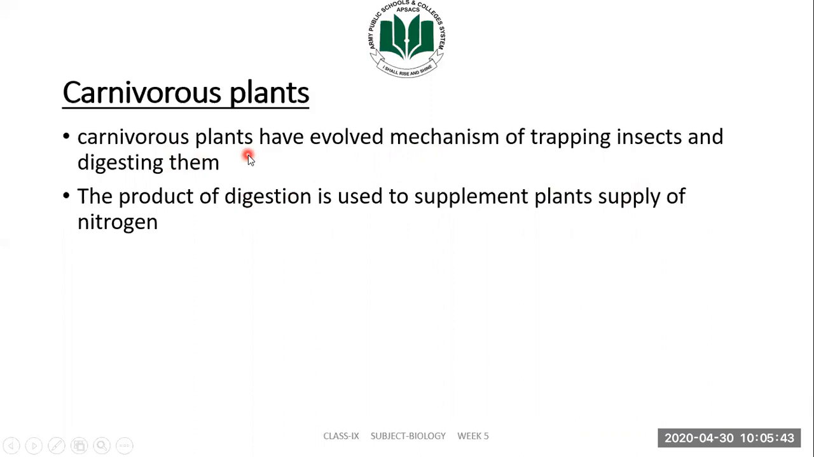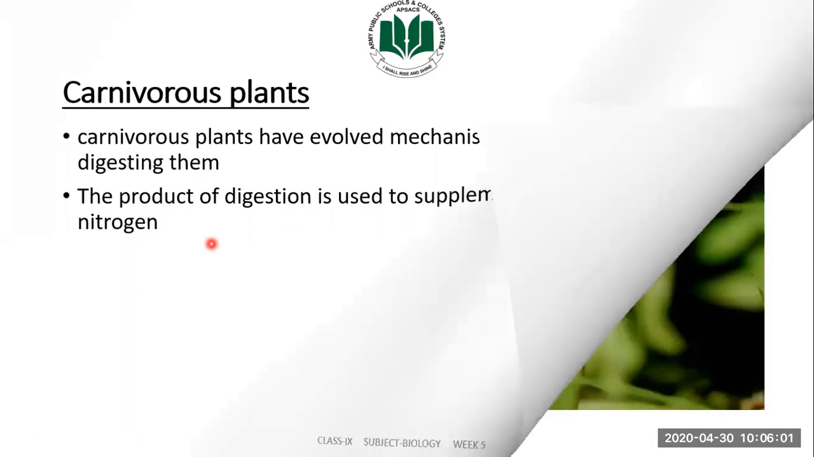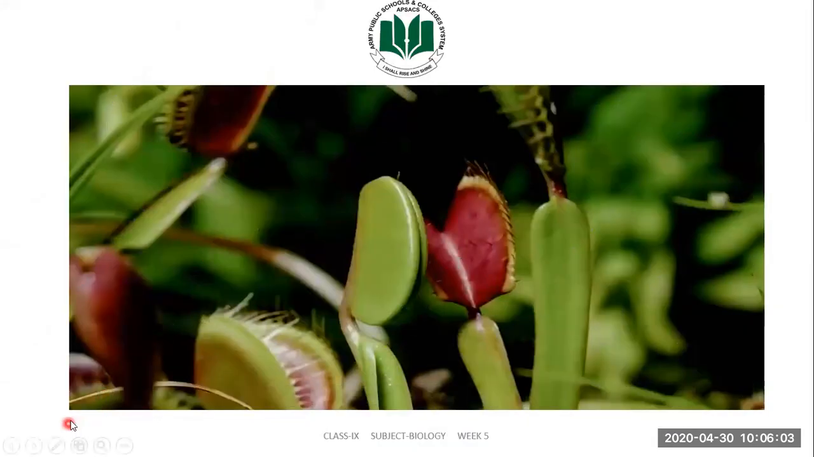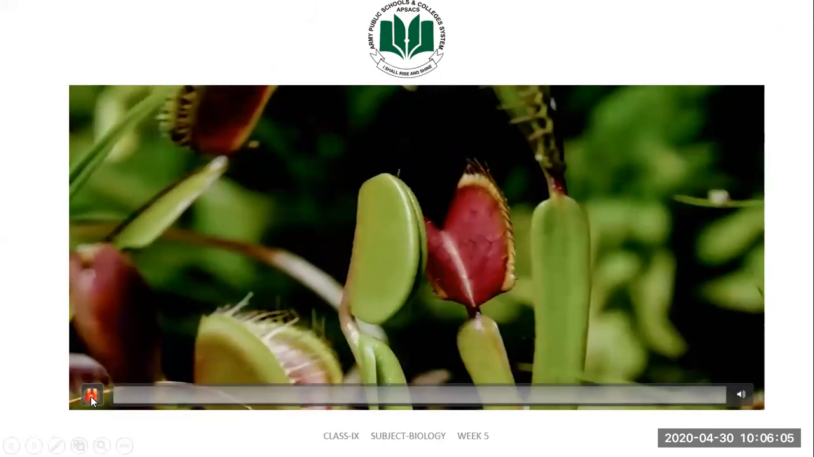Instead, they are trapping insects and digesting them and use them to supplement the plant's supply of nitrogen. They digest them and get their nitrogen as a source of nitrogen instead of taking this nitrogen from the soil. So let's have a look at this very interesting video so that you can understand the concept of carnivorous plants.